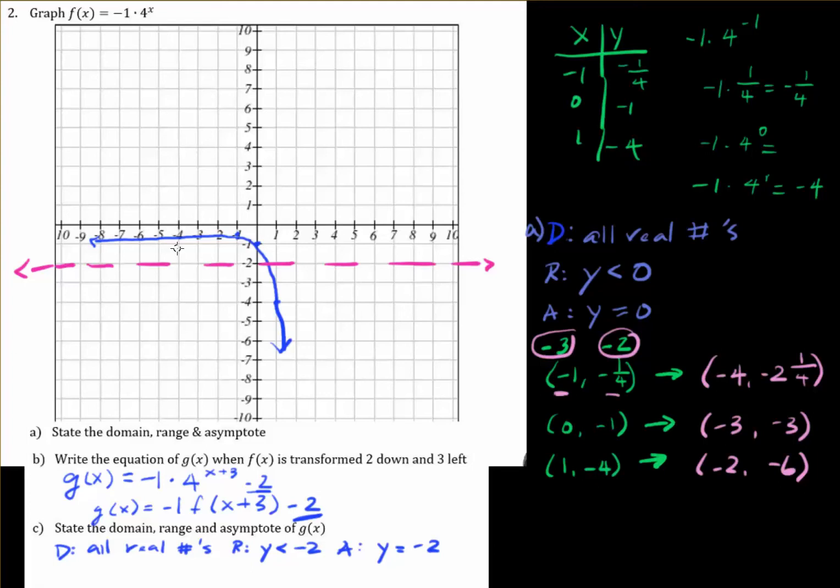So we have -4, -2, and there's my first point, -3 and -3, there's my second point, -2 and -6, there's my third point. Let's go ahead and connect those like that. Remember, it does not cross that asymptote. There you go. So this one was my f of x, and this is my newly transformed g of x. I think that was all. Okay, good job, guys.